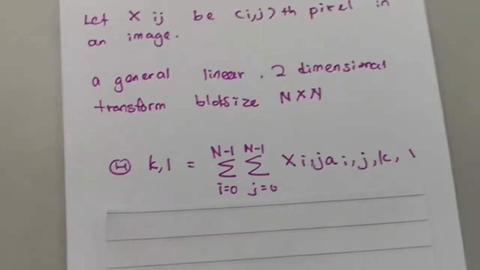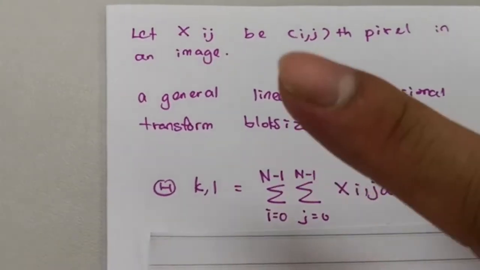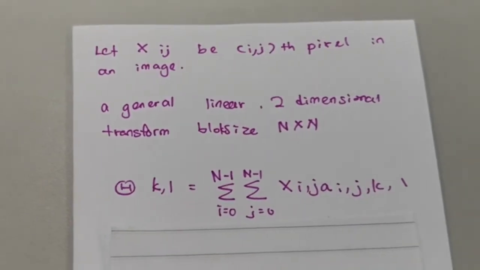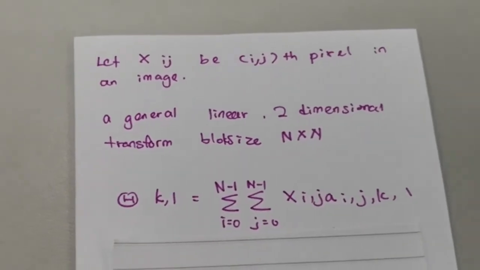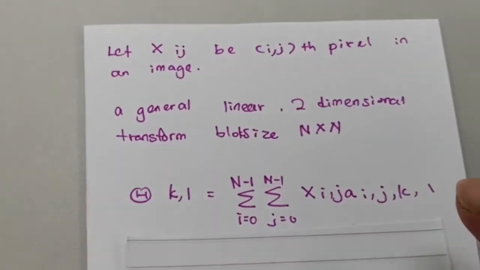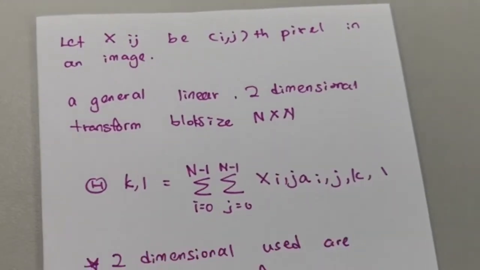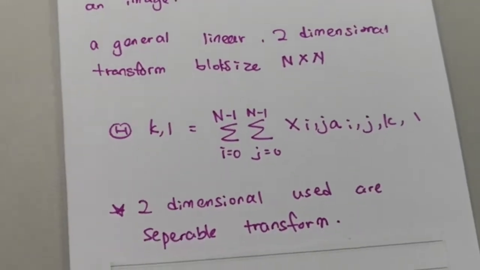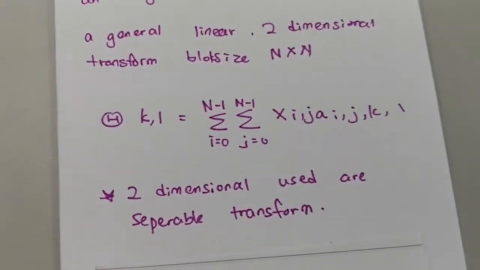We look into the two-dimensional transform. Okay, like this, let x_ij be the ij pixel in an image. A general linear two-dimensional transform of block size N is like this. Okay, and then the two-dimensional transforms we use are separable transforms. What does it mean by separable transform?